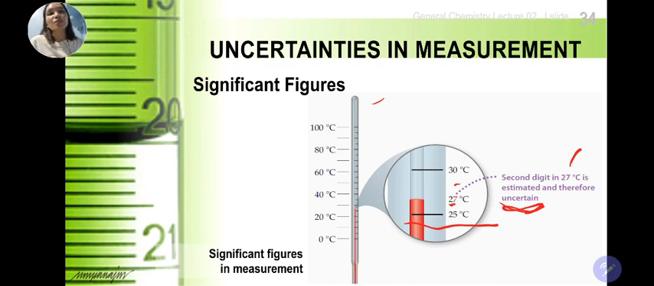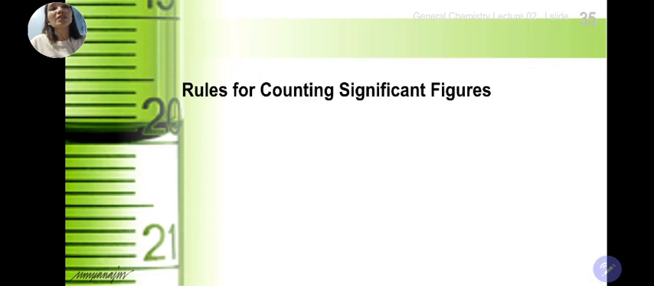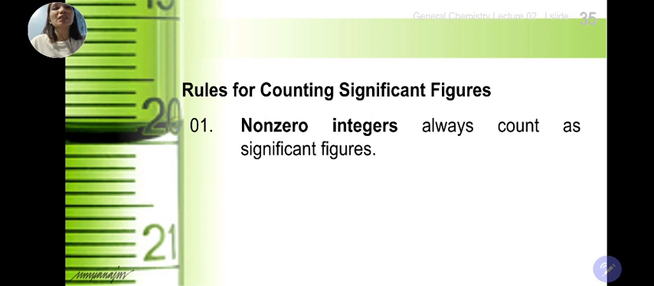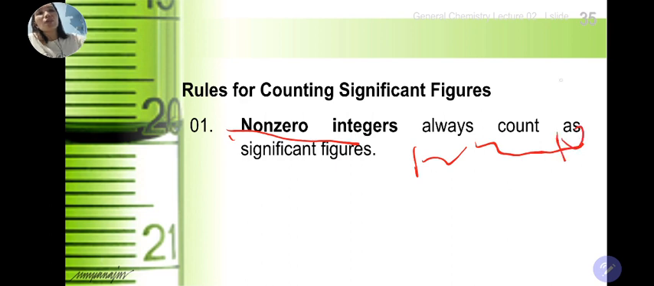And that leads us to significant figures. Ano ba yung dapat lang na i-report natin? Okay? So, these are the rules for counting significant figures. Non-zero integers will always count as significant figures. So, basta non-zero siya, hindi 0, 1 to 9, that is always counted as significant figures, basta hindi 0.